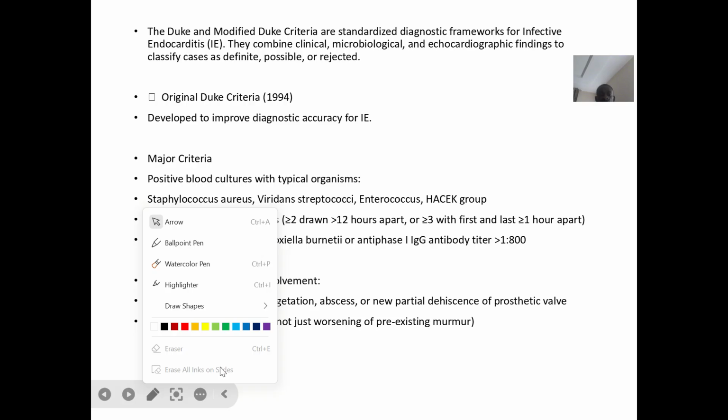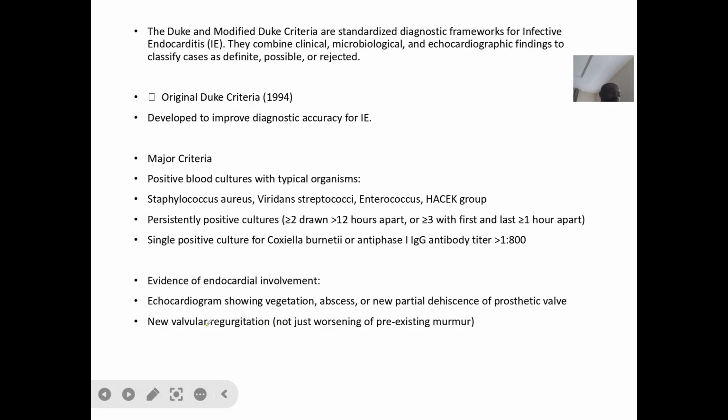Okay, so the original Duke's criteria was developed as far back as 1994. And of course, the modified one is the version that scientists of our times have actually improved.